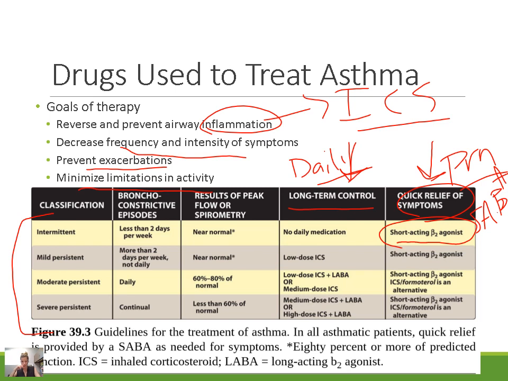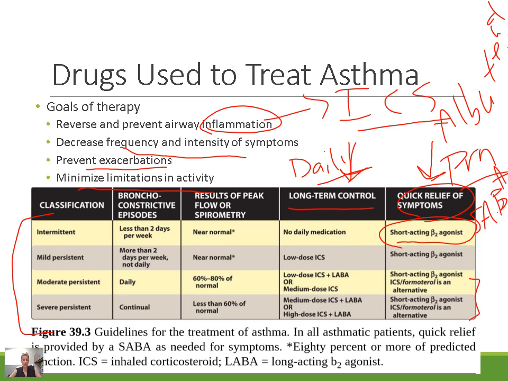Short-acting beta agonists cause bronchodilation by stimulating the beta-2 receptors. They cause bronchodilation and open up the airways. We'll talk about these momentarily, but albuterol is the most commonly used short-acting beta agonist. If you look down here, though, you'll see that there is an alternative that patients can use instead of a short-acting beta agonist.